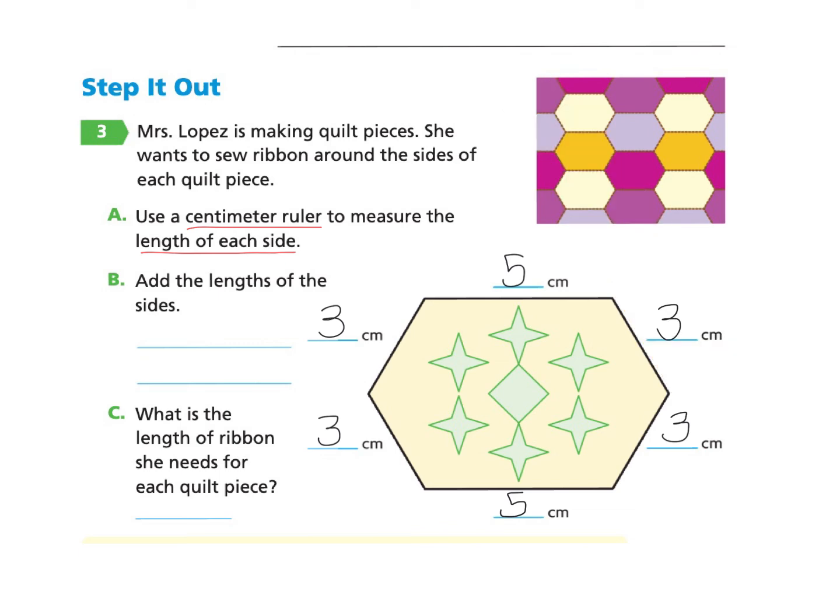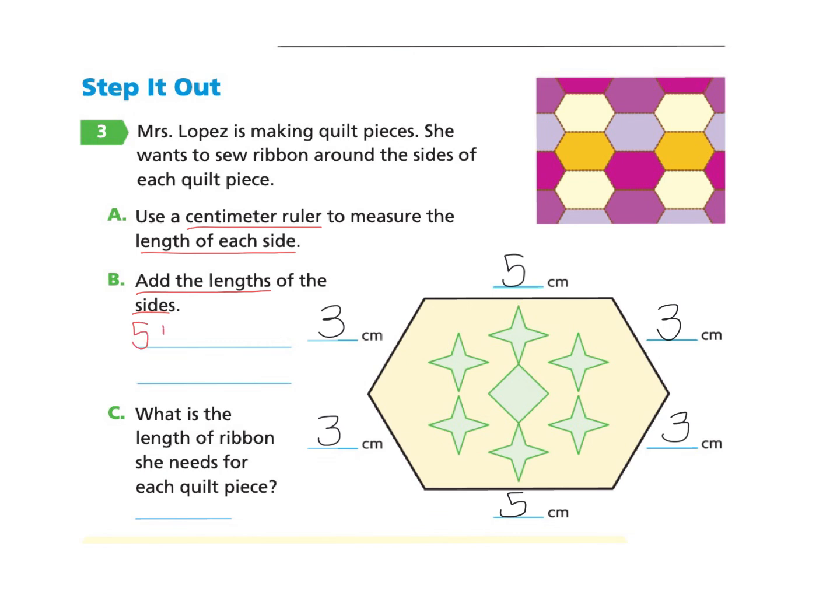So we will write that in as well, and now we have found all of the 6 sides of the shape. Part B asks us to add the lengths of the sides. So if you would like to pause and write the equation and solve the problem, do so and come back, or feel free to follow along with me.